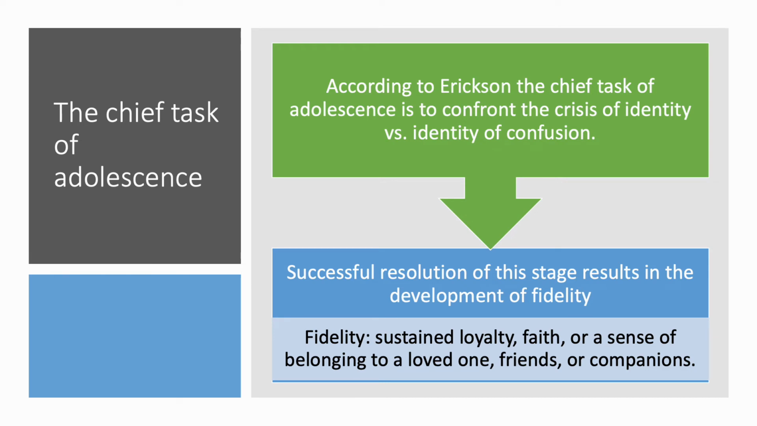We will start and review the chief task of adolescence. According to Erikson, the chief task of adolescence is confronting the crisis of identity versus identity confusion. Successful resolution of this stage results in the development of fidelity. Fidelity is sustained loyalty, faith, or a sense of belonging to a loved one, friends, or companions, which is why you see such strong friendships develop in adolescence.